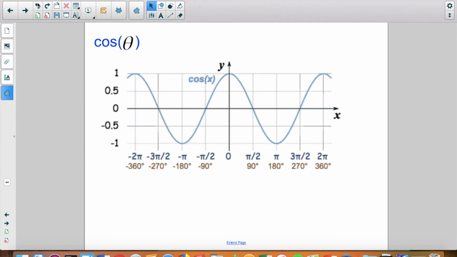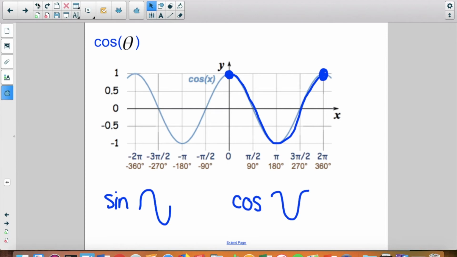That is sine. Now looking at cosine, it looks very, very similar. However, the difference is cosine starts at 1, so it starts above, then it goes down, and then it goes back up. So you're going to need to know that sine, the graph looks like this, and cosine, the graph looks like that.